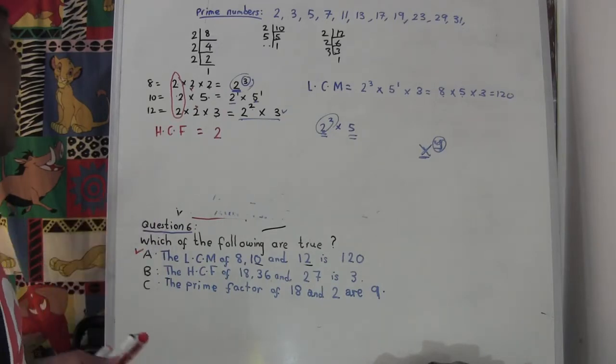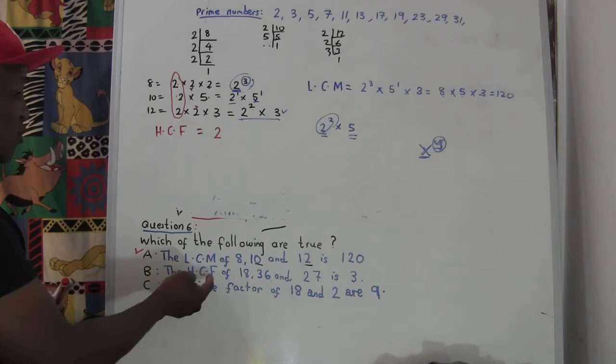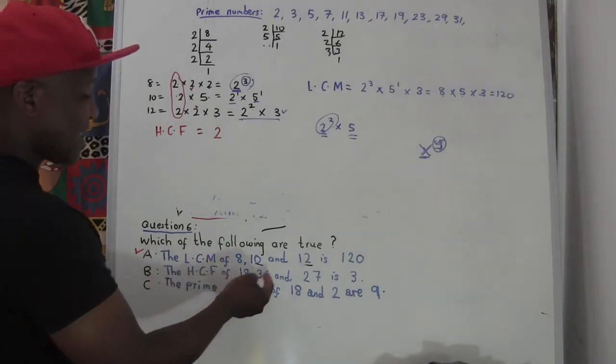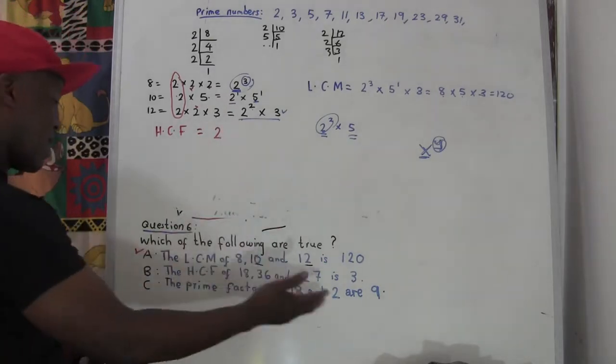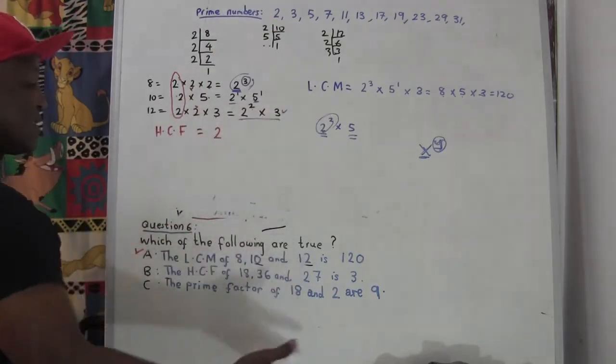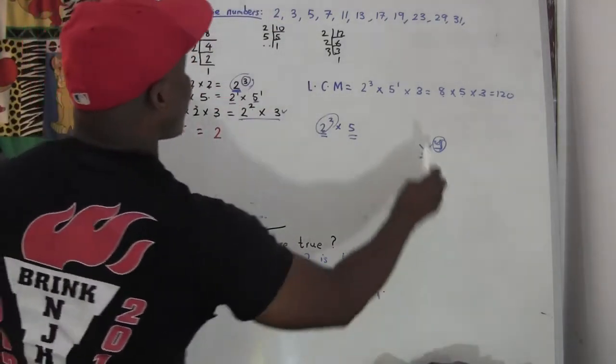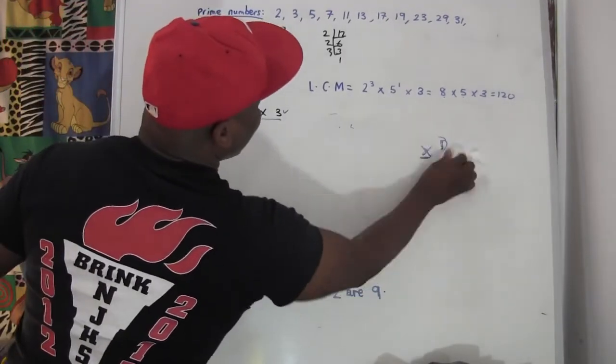But unfortunately, they didn't ask us that question. For the second question, they asked us to find the HCF of 18, 36, and 27. They asked if it's 3. So now let's take our numbers and do it like how we did and see if our HCF is going to be there. So I'm going to erase this quickly.